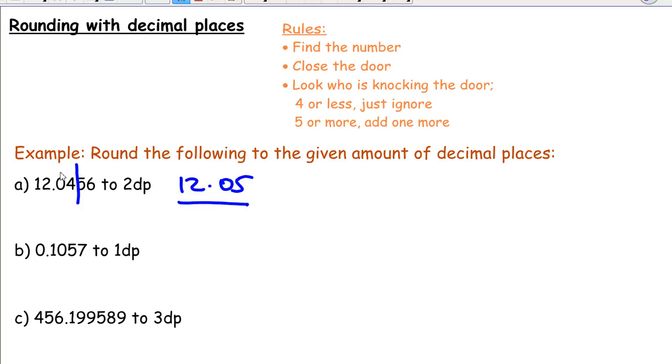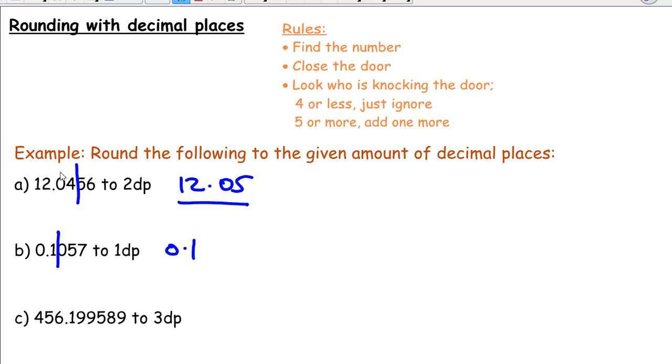Okay. The next one, 1 decimal place. This is the first decimal place. So basically what I'm going to do is to close the door after the first decimal place. Look who's knocking the door. It's 0. Now 4 or less, just ignore. So I'm just going to ignore. So my answer will be 0.1.